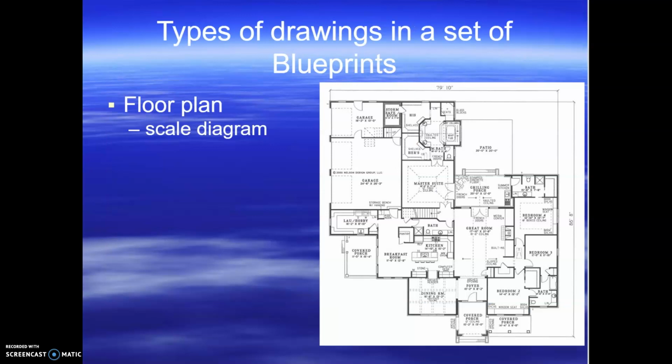All right, types of drawings in a set of blueprints. There are 7 different types of drawings that I will go over here, and you can go ahead and write a short description of each of these. So your first drawing is your floor plan. Your floor plan is a scale diagram, and we'll talk a little more about scale in a moment. These are pretty basic. Pretty much every home will have a floor plan to follow. That way you can see the arrangement of the rooms and how the house flows.